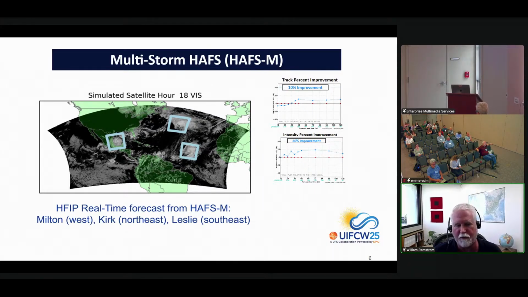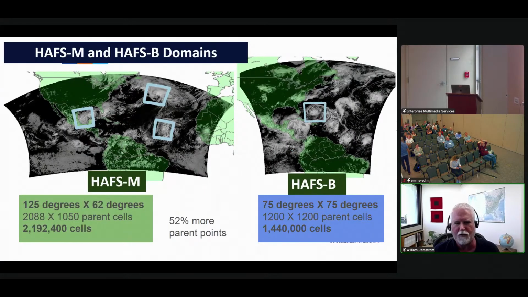We think there's also some improvement, even when there's only 1 storm, just from having the larger parent domain at very high resolution to capture the flow in the tropics and the subtropics, so probably leading to more accurate track forecasts. One of the things we can compare when we look at how these models run, the HAFS-M is running on a domain that's about 125 degrees in longitude, 62 in latitude, summing up to about 2.2 million cells. The HAFS-B and the storm-centric domains in operations are running about 75 by 75 degrees with about 1.4 million cells.